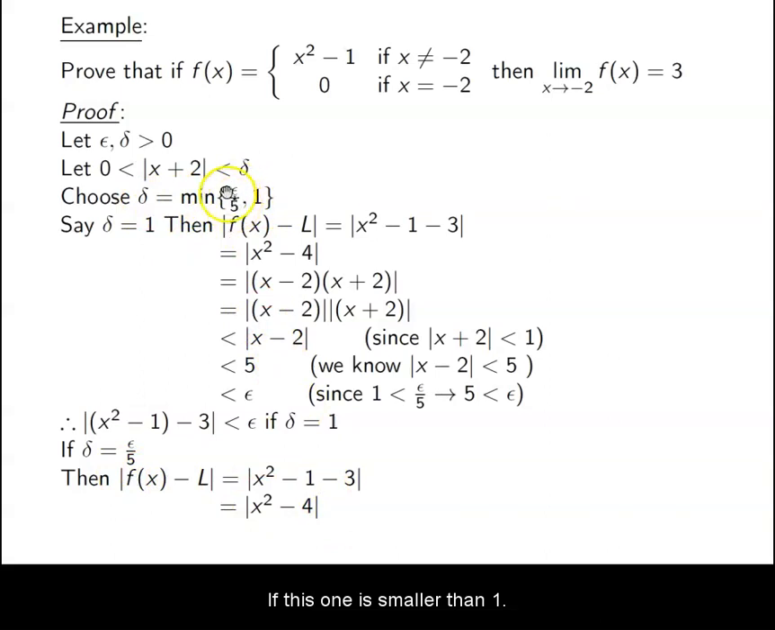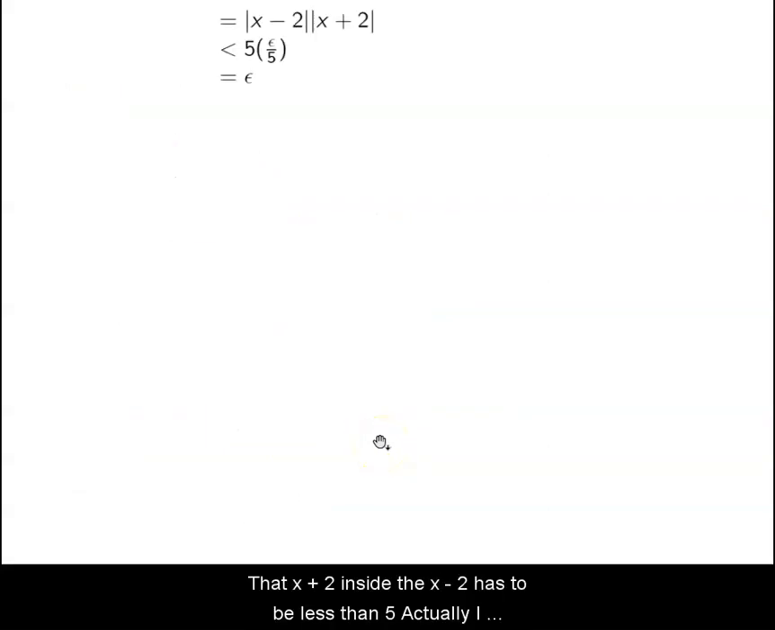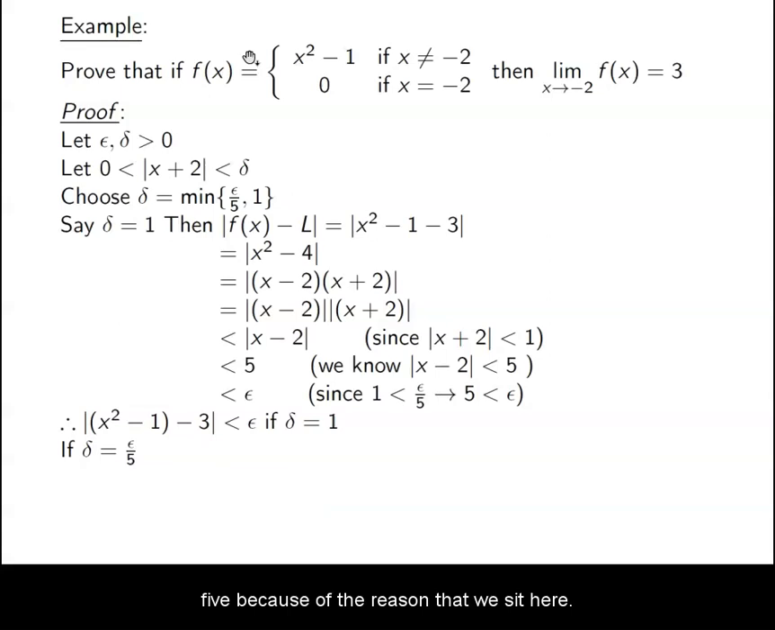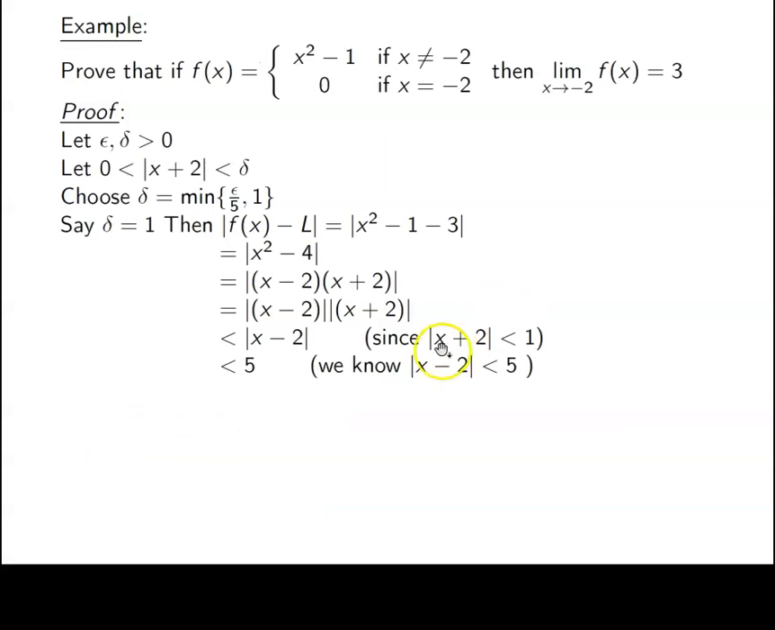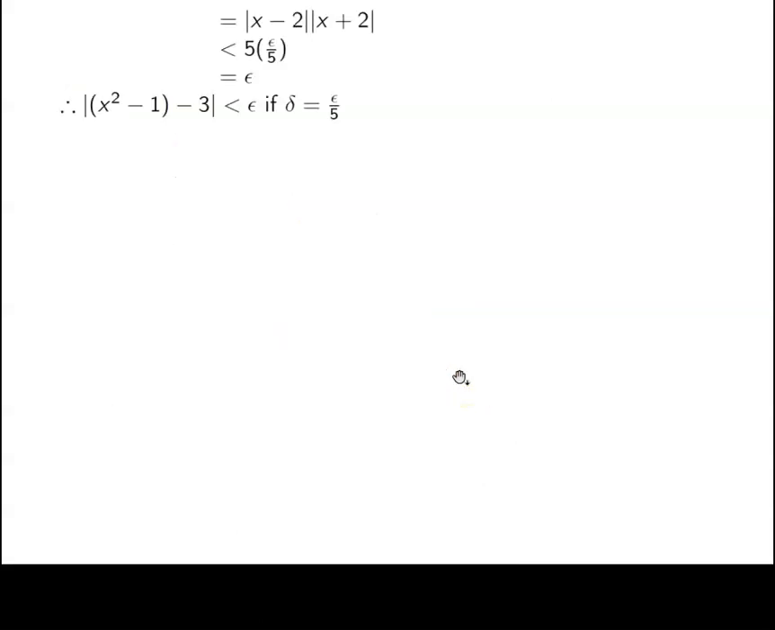if this one is smaller than 1, I already know what happens when it's 1, right? So I know that when it's 1, x minus 2 has to be less than 5. Actually, I don't even need that part. I know x minus 2 is always less than 5 because of the reason that we said here, right? I know the distance is always 4, right? So I put a bounds on it.